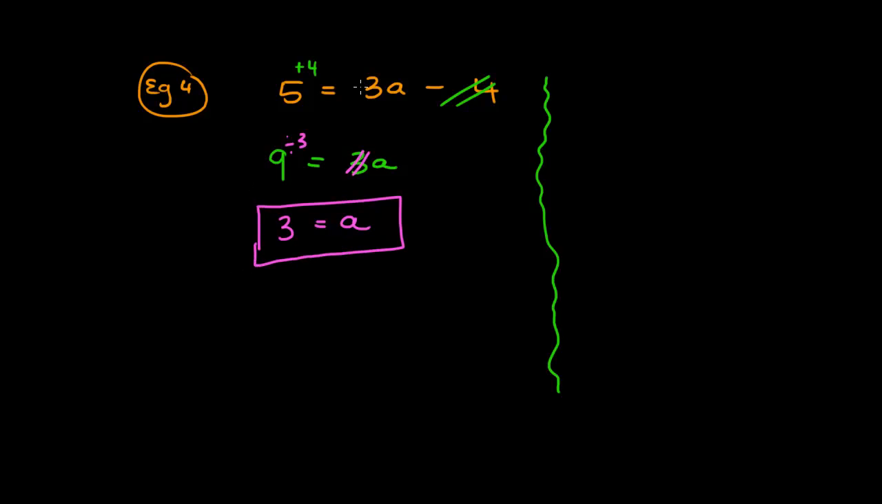We could double check that. 3 times 3 is 9. 9 minus 4, yep, that equals 5.